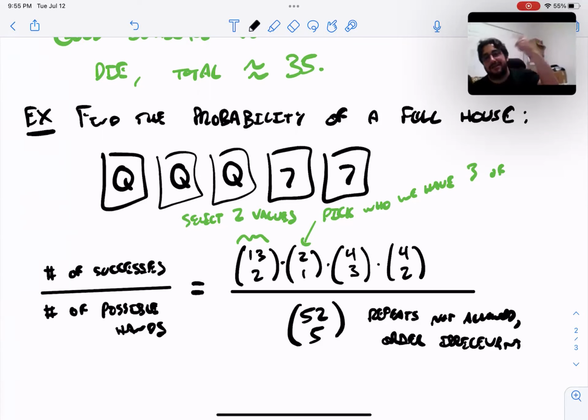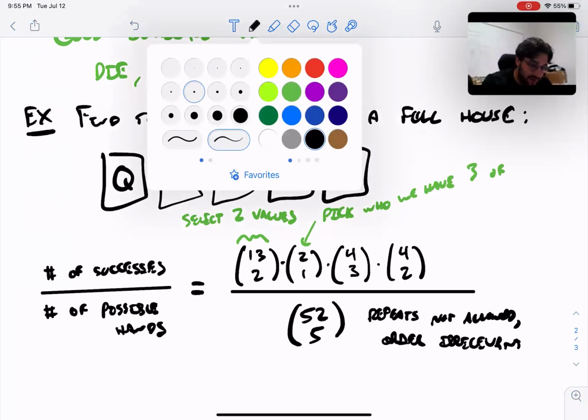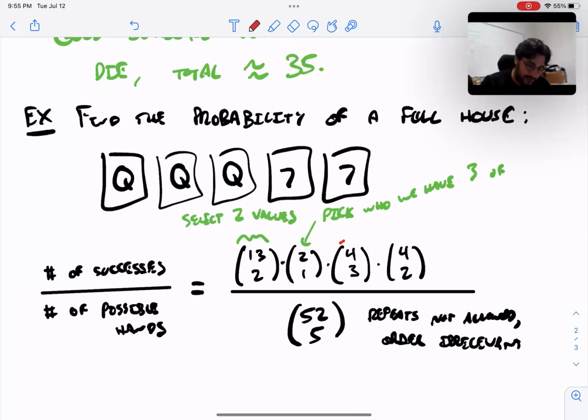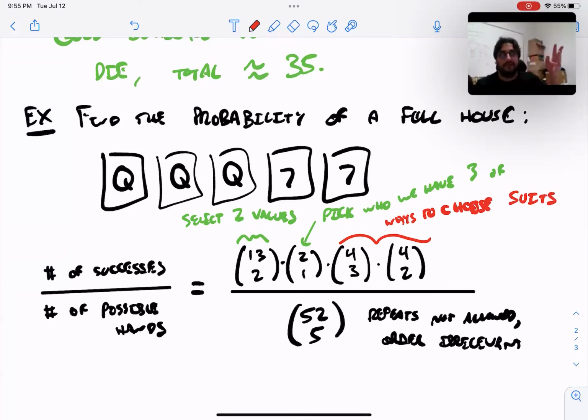You could have the 7 of diamonds and the 7 of spades, the 7 of diamonds and the 7 of clubs, the 7 of diamonds and the 7 of hearts, and so on. So that's what we're counting here. This part of our numerator is all the ways to choose suits, for whatever value we have 3 of and whatever value we have 4 of.